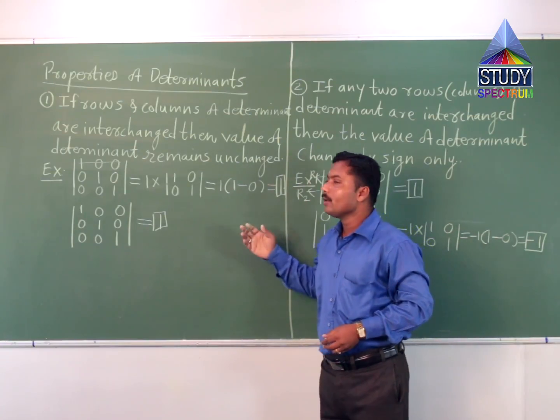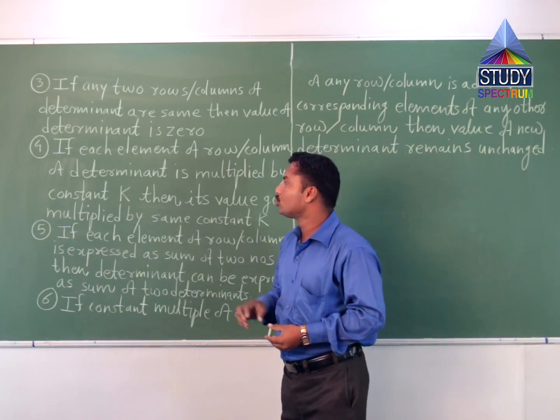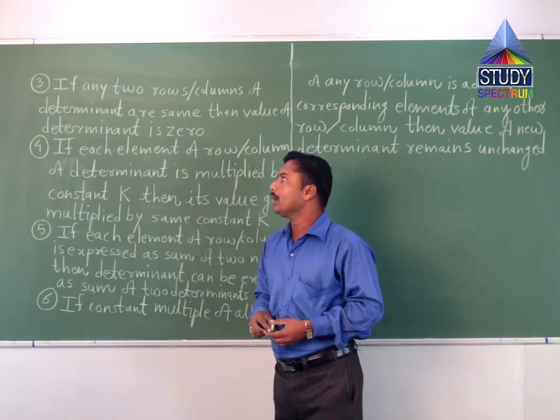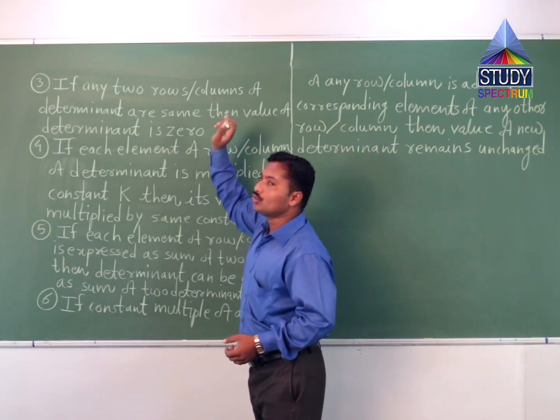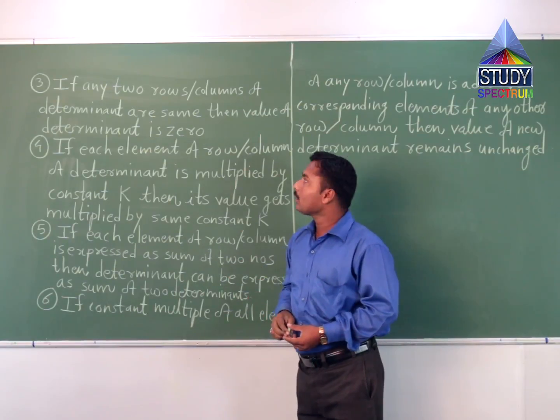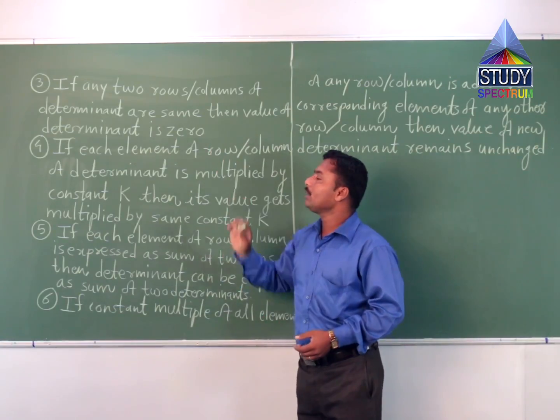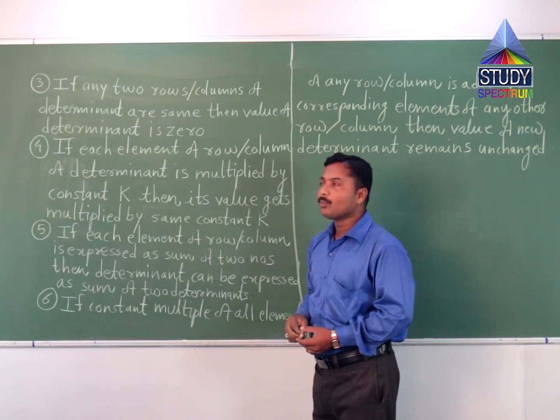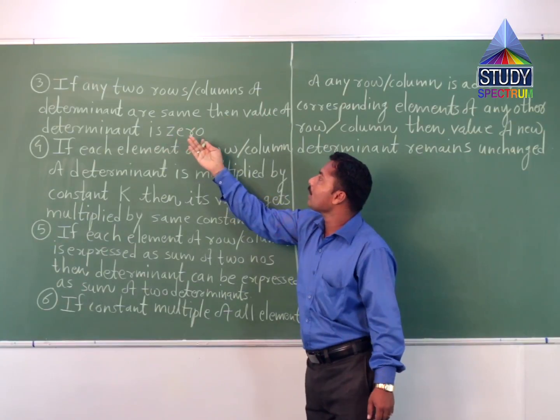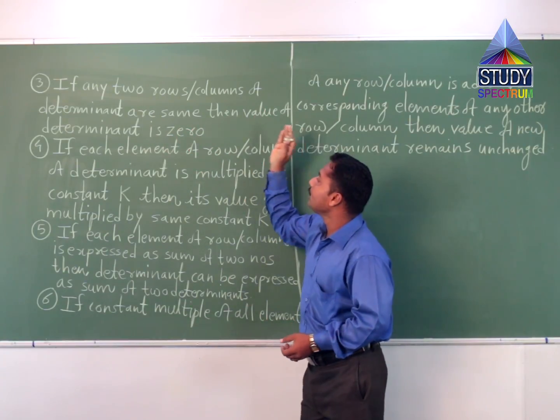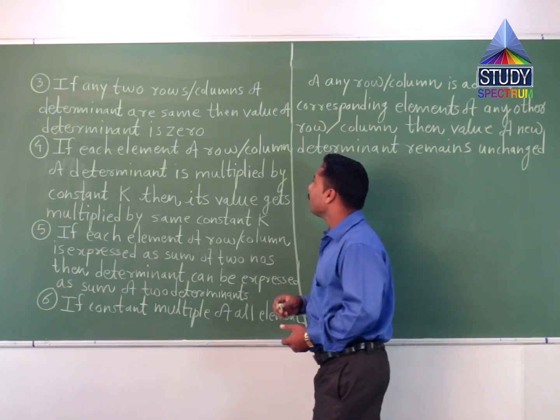Also we discuss the remaining properties. The remaining 4 properties of determinant we will also verify in detail. So the third property: if any 2 rows or columns of a determinant are the same, then the value of the determinant is 0. Again listen carefully. If any 2 rows or 2 columns of a determinant are the same, then the value of the determinant is 0. So we verify this property by a simple problem.